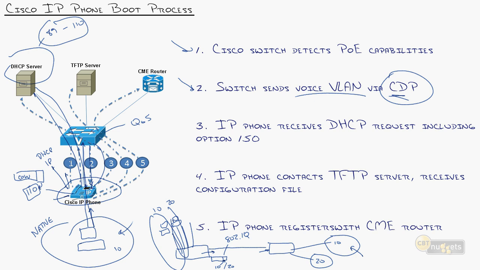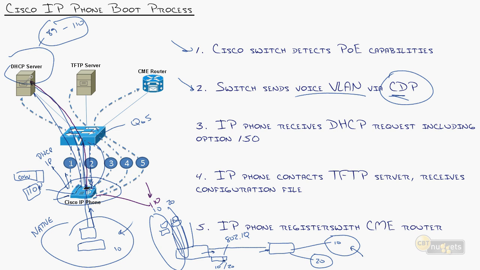So, once the phone, I've scribbled all over this thing now. Once the phone, let me change colors, once the phone gets its voice VLAN, it's on 110, it's going to send a DHCP request on that VLAN. It's going to say, hey, I need an IP address. And hopefully you have a DHCP server configured to respond on that subnet or on that VLAN. We'll talk when we get into the configuration about helper addresses and how to do that.